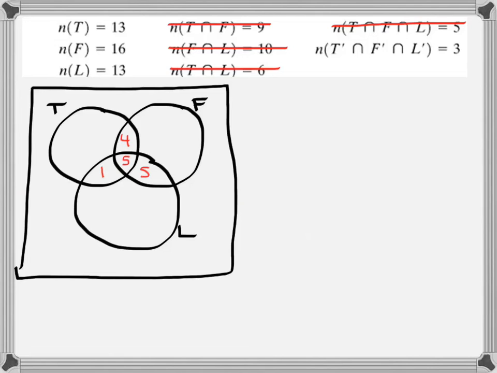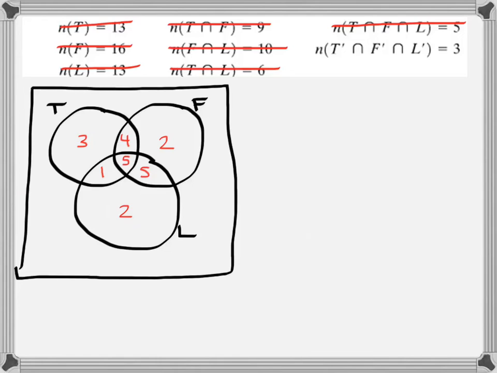For instance, we know the cardinality of T intersect F is 9, but we already had 5, so I put a 4 in the remaining region. We have the cardinality of F intersect L is 10, so I put a 5, and then the cardinality of T intersect L is 6, so I put a 1. Alright, I'm now able to use the information on the left, so the cardinality of T, F, and L, to fill in the other regions.